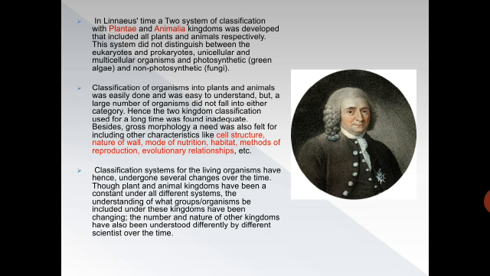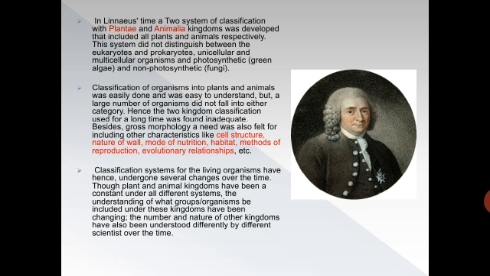Classification of organisms into plants and animals was easily done and was easy to understand, but a large number of organisms did not fall into either category. Hence, the two kingdom classification used for a long time was found inadequate. So this system was found to be inadequate, and because of which attempts were made to raise the number of kingdoms to 3 by addition of the kingdom Protista by Haeckel and the fourth kingdom by addition of the kingdom Protista and Monera by Copeland. And also later the 5 kingdom classification came into existence by addition of Protista, fungi and Monera by Whittaker.